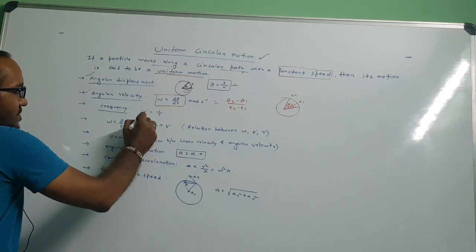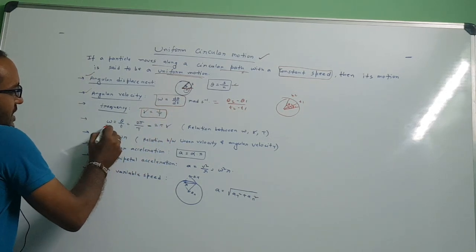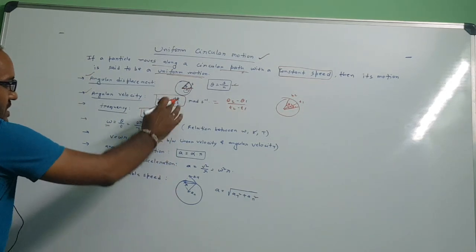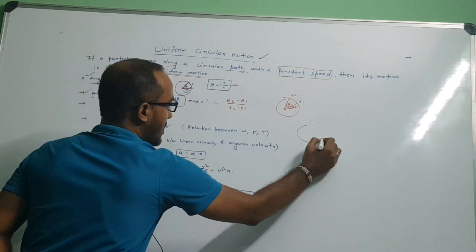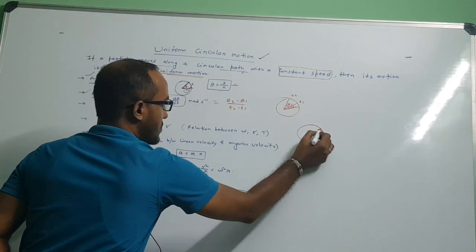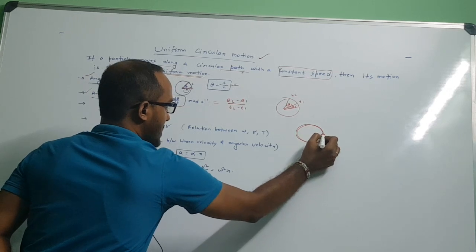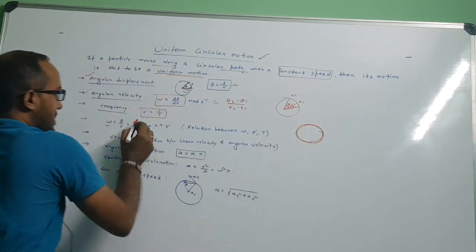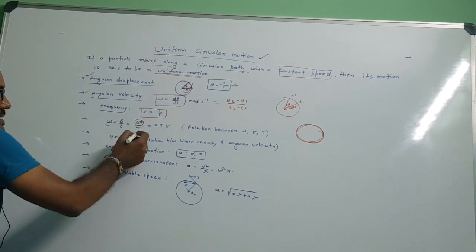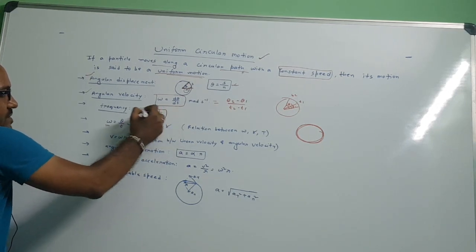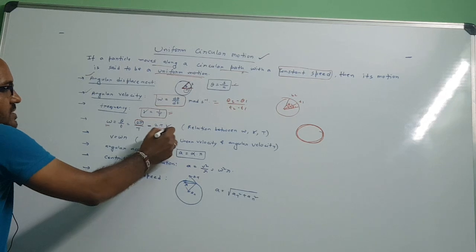The frequency is 1 by time period, we know. Now angular velocity is angular displacement by time. Now what is the angular displacement of an object to cover one circle? To cover one circle, the total angular displacement is 2 pi, so omega is 2 pi by T. So 1 by T is nu or f, so this is 2 pi nu.